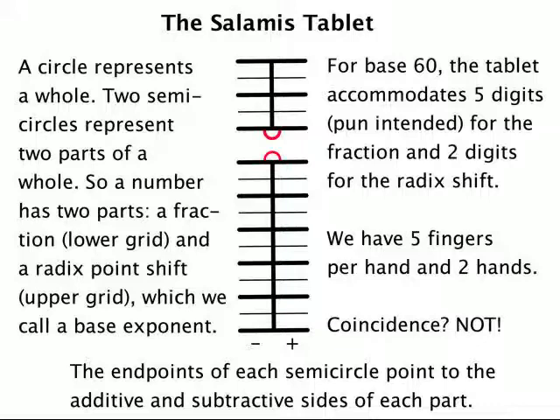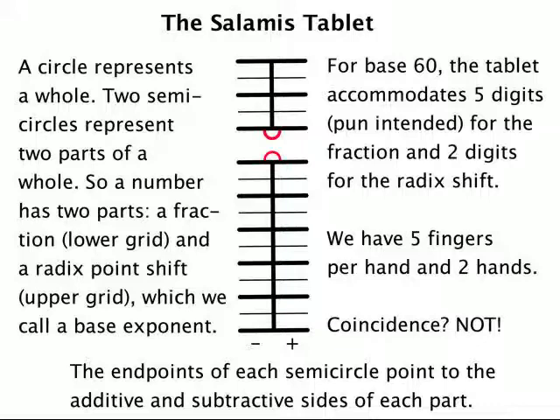Let's review the structure of the Salamis tablet. First of all, the Greeks and other peoples believed that the circle represents a whole. Two semicircles represent two parts of a whole. So a number has two parts as indicated by the two semicircles: a fraction, lower grid, and a radix point shift, upper grid, which of course we call a base exponent.